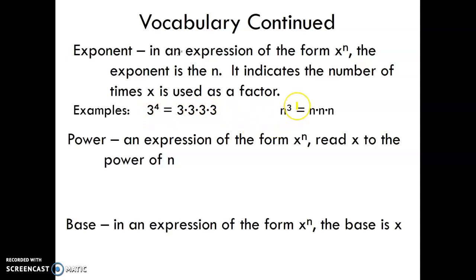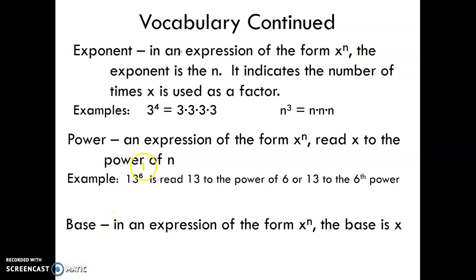In this example, n to the 3rd power, 3 is the exponent, and it tells us we are multiplying this base n times itself 3 times. The exponent tells how many times we're going to use the base as a factor. Power, that is the whole thing. It's the base and the exponent included. So x to the n is a power, n to the 3rd is a power, 3 to the 4th, those are powers. And then lastly, let me just give you an example of the power. 13 to the 6th is read as 13 to the power of 6, or 13 to the 6th power.